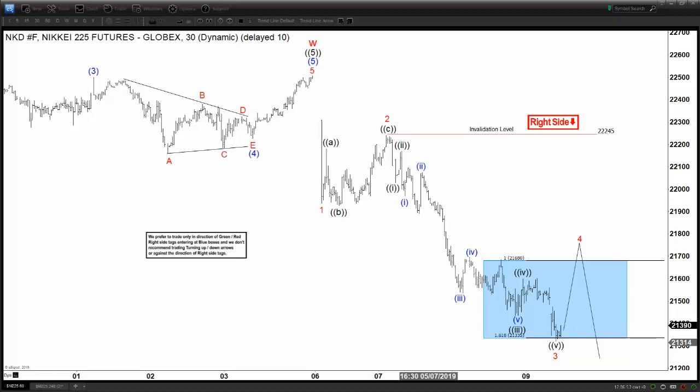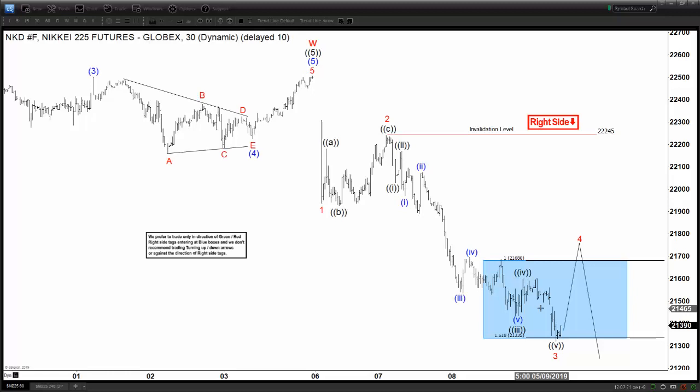Today we will be updating the chart from the Nikkei. This is a 30 minutes chart. We can see right here the Nikkei starts to decline in an impulsive structure. We have a three swing so far, in which we got an extended third swing towards 1.618 extension. That is usually a sign of an impulse when you got a third swing extending to 1.618.